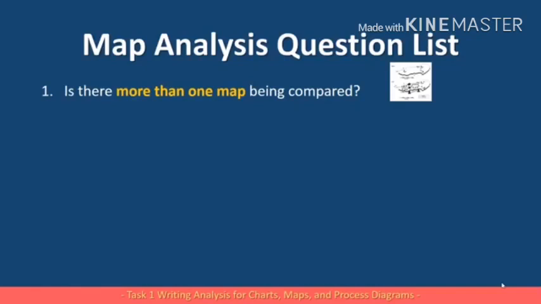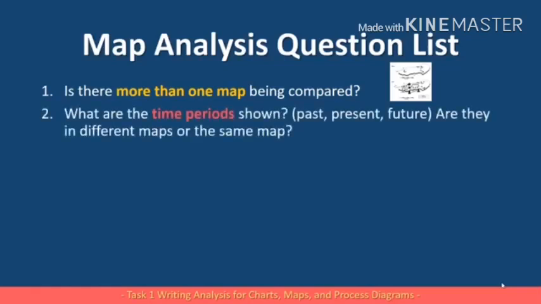Question number 1, is there more than one map being compared? Usually the answer is yes, but it's important to notice. All right, what are the time periods shown? Past, present, future? Like we talked about before, the time periods can change the language that you use. And are they in different maps? Or are they in the same map?